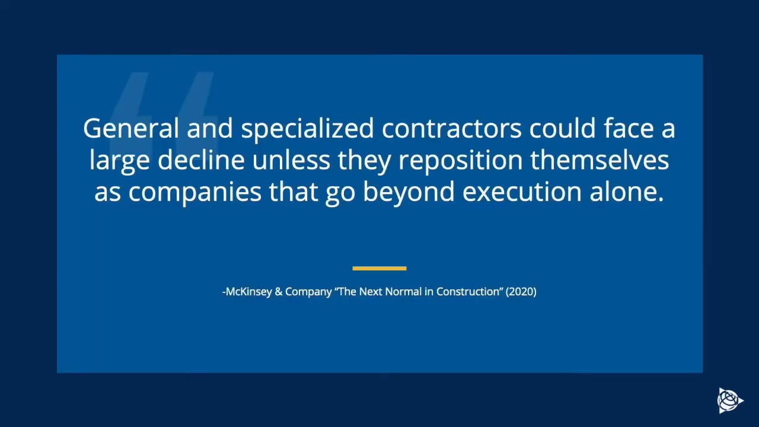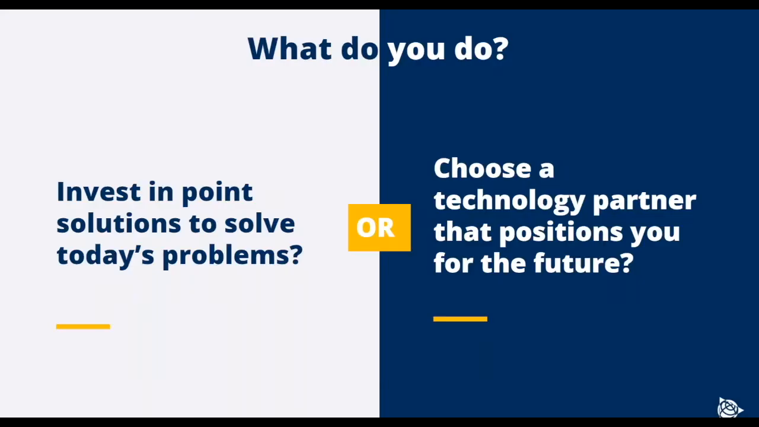McKinstry, back in 2020, released a study, and they're saying that general and specialized contractors could face a large decline in upcoming times if they don't reposition themselves, not doing things as they've done all along, but implementing connected construction workflows, doing things like prefabrication, and doing better coordination across people in the same company. And what that's going to do for us is make us more productive.